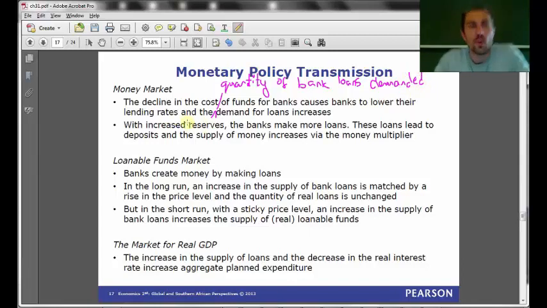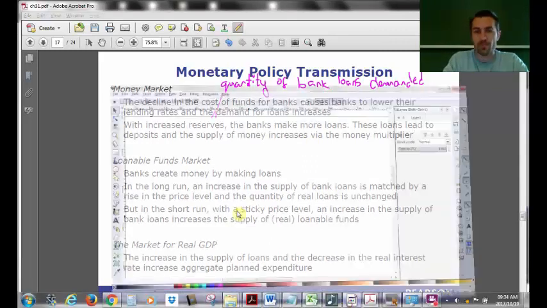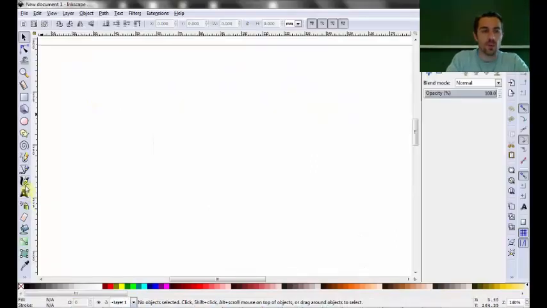So with increased reserves, banks make more loans. These loans lead to deposits, and the supply of money increases via the money multiplier. So money supply increases. Sorry, let's do that here. Okay, so in our money market, what's happening?